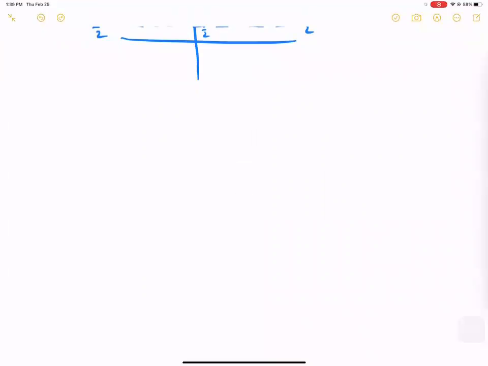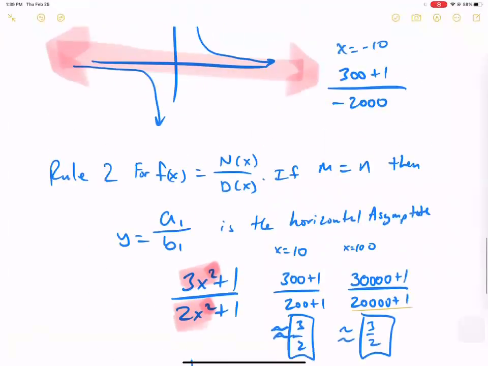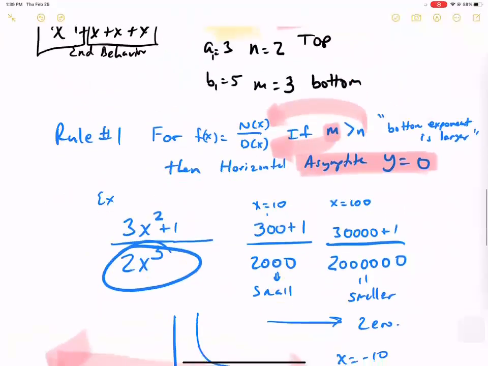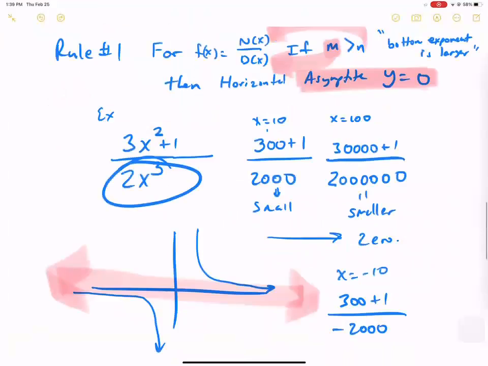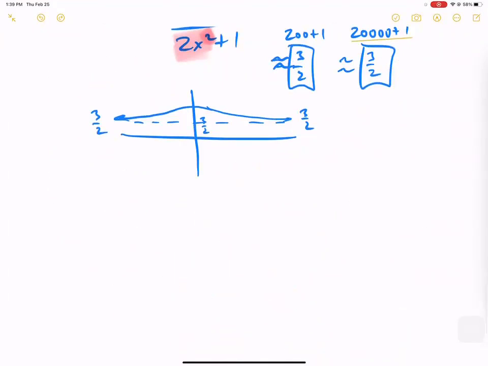We have one more rule. The last rule is this. What if we said the bottom was bigger? Rule 1, the bottom is bigger. Rule 2, they're exactly the same. Rule 3, and hopefully you can guess, is what if the top exponent is larger?